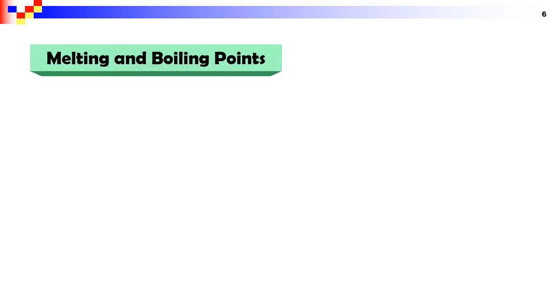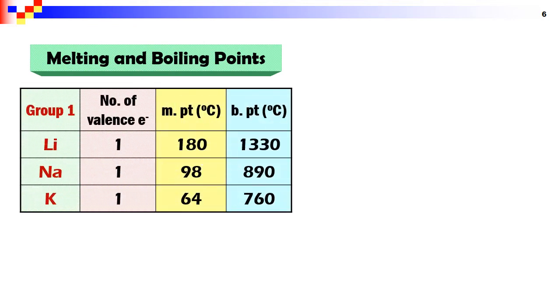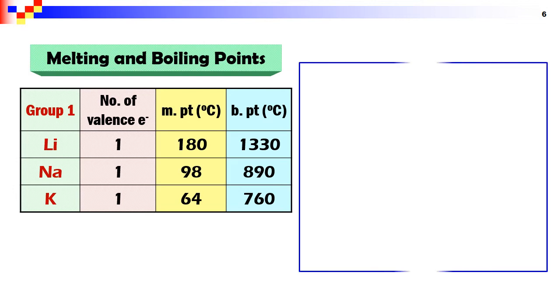In this slide, I will still be discussing melting and boiling points. I have a table here, a list of group 1 elements. Moving down the group, lithium, sodium, potassium. Since they are in the same group, these elements have the same number of valence electrons. And what you observe here is a decreasing trend in the melting as well as the boiling point.